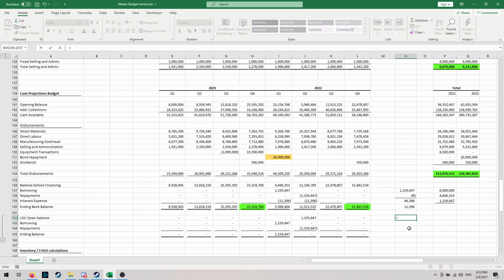And then to get the total interest expense for the whole year, we would just total up this whole column. So we'd click on that cell plus that cell, and we would see how much money we spent in total on interest across our whole 2 years. And I hope that helps. I hope that makes sense.